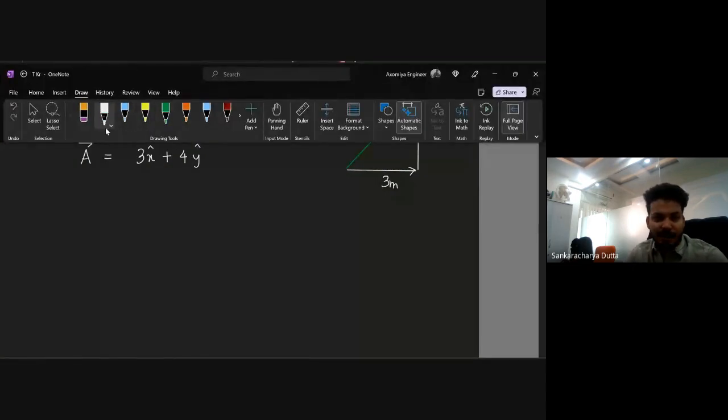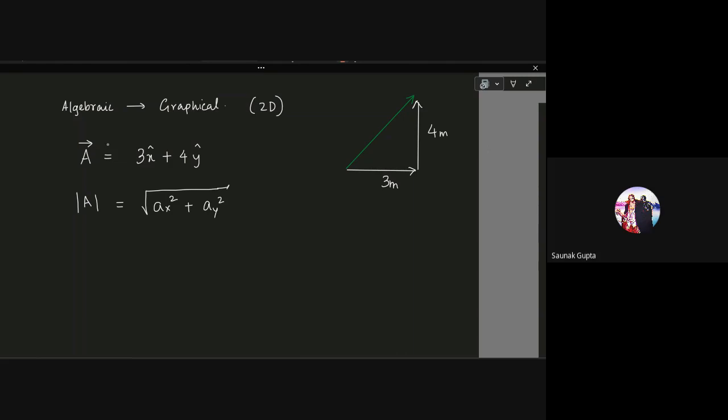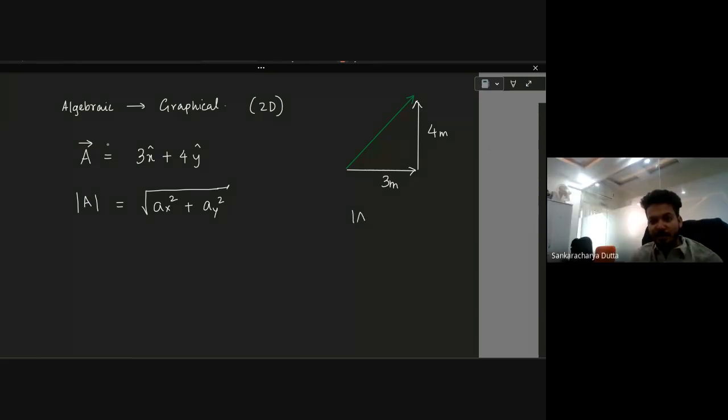Okay. So I'm going to write like this and tell me if this statement makes sense to you. Mod of a is the under root of the x component of a square plus y component of a square. Tell me if this makes sense to you. Yes, sir. Because the magnitude of this green vector will be under root of 3 square plus 4 square. Which essentially means I take the x component of the a vector and the y component of the a vector, and I square them, add them, and take an under root. Does this make sense?